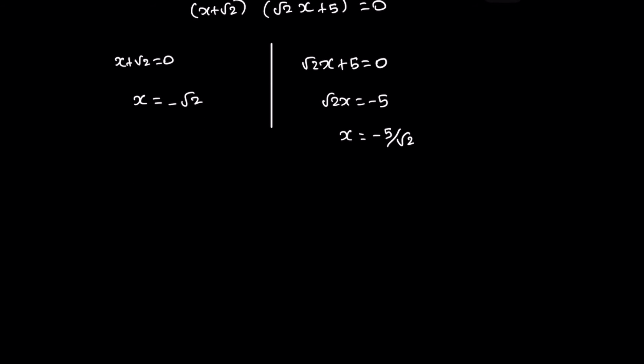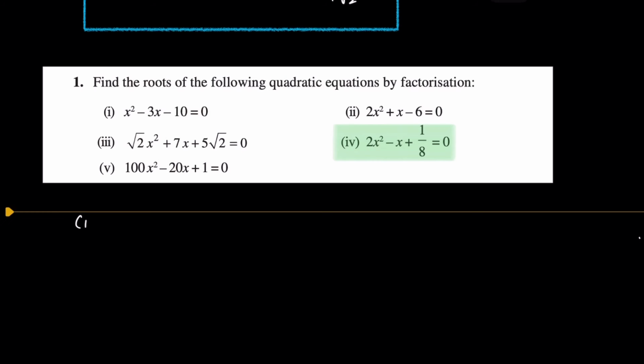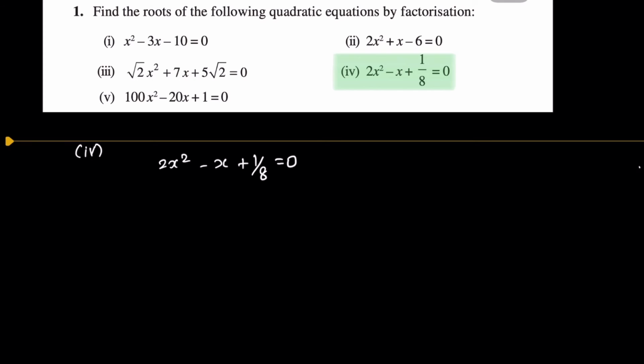So the roots are minus root 2 and minus 5 over root 2. Option 4. 2x square minus x plus 1 by 8 is equal to 0. In this question, the denominator part is present, so we need to eliminate the denominator. So what is that? It's 8. So multiply by 8 on both sides.